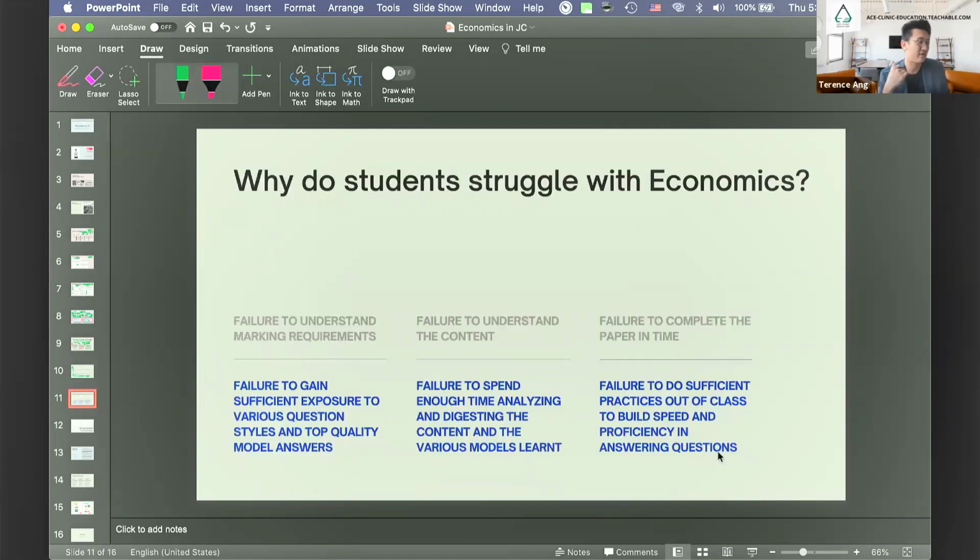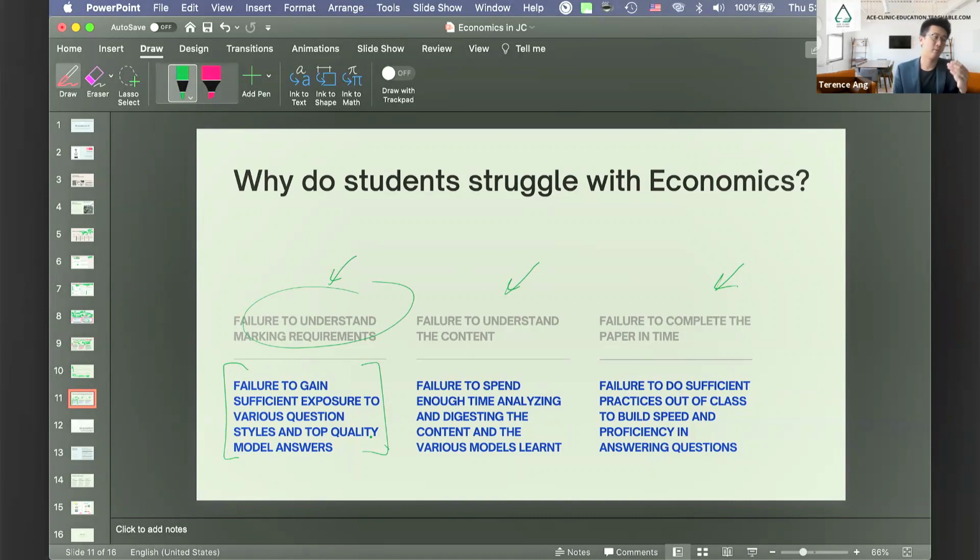So if we want to dive deeper and look at the underlying reasons, right? So why do students struggle, right? So the three reasons here are what we showed you 2 slides ago. And now we want to give you the reasons. The first, about understanding marking requirements, really comes down to this. One thing that students find very difficult to come around to psychologically is that they can't accept, I guess, for a very long time, that humanities, economics, is something that you need to practice for.